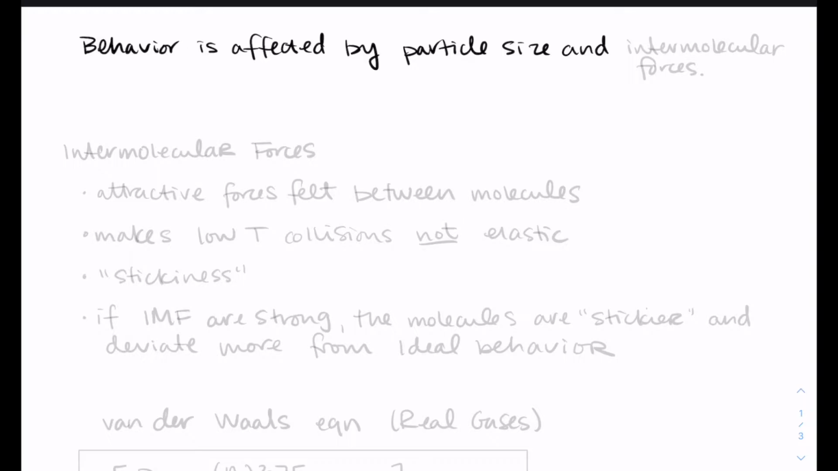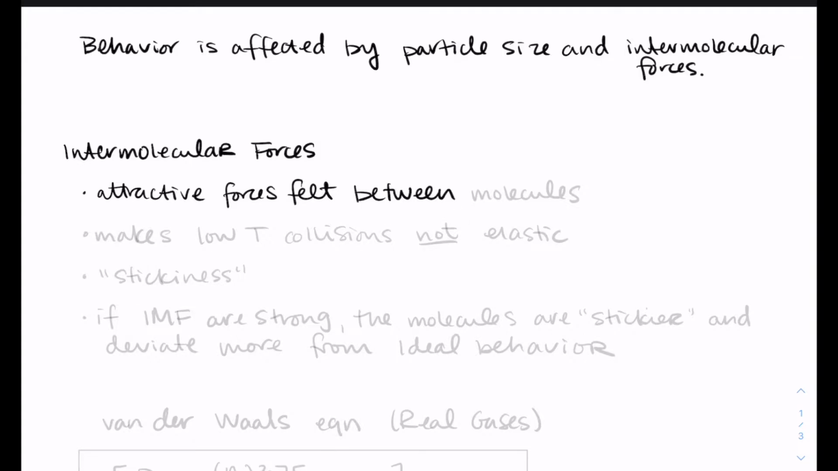So, right, the inability to ignore this particle volume that we have been ignoring for every other part of this section, and something called intermolecular forces. We will spend a lot of time on intermolecular forces next semester, but they contribute to this discussion of gases, so we're going to talk about them here. Intermolecular forces are attractive forces felt between the molecules. It makes a low temperature collision not elastic. So it's sometimes called the stickiness of the molecules.